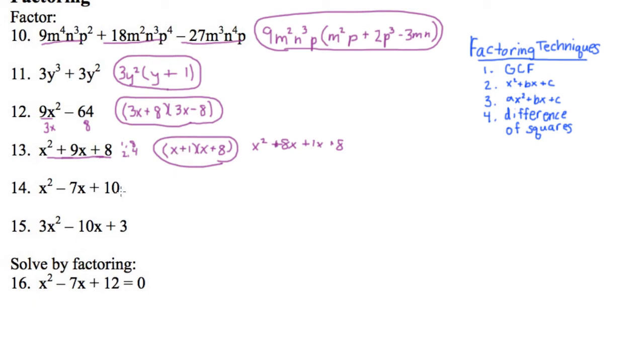Right, same thing for number 14. I want two numbers that multiply to be positive 10 and add to be negative 7. If they multiply to be positive 10, I know I either have two positive numbers or two negative numbers. Since they added up to be a negative number, I'm going to assume that I have two negative numbers here. So x minus 2 times x minus 5.